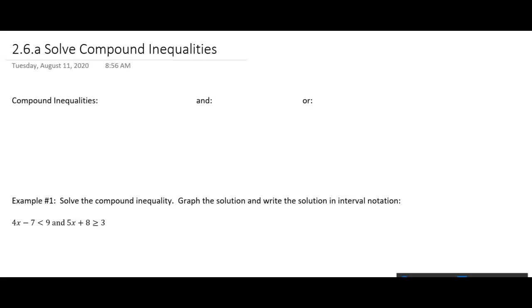And compound inequalities just means that we have more than one statement. So we have two statements. And that's what we mean by a compound inequality. And we do this all the time.